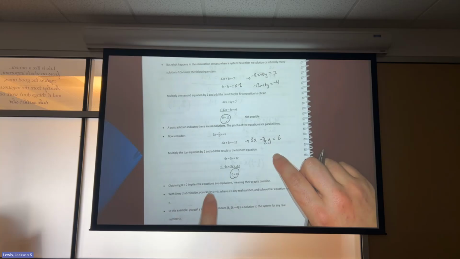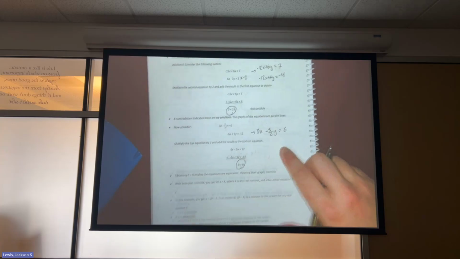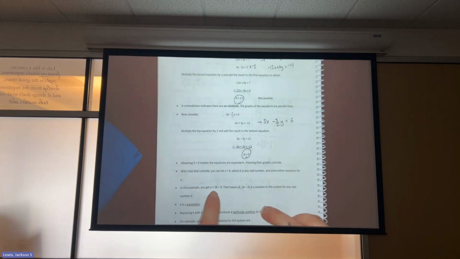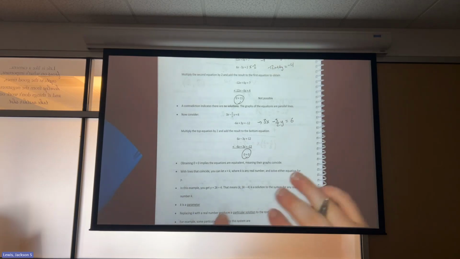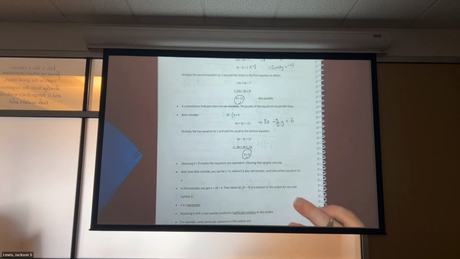With lines that coincide, I can let x equal k, where k is any real number, and then solve the equation for y. In this example, I get y equals 2k minus 4. So that means any pair of k and 2k minus 4 solves the system. So k can be 5, negative 20, pi. It could be whatever you want. As long as k and 2k minus 4 is the solution set, that will be your solution.